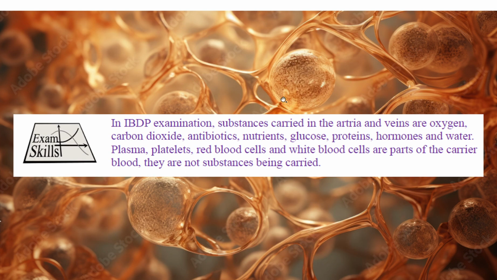So in IBDP examination, the substances carried in the arteries and the veins are oxygen, carbon dioxide, antibodies, nutrients, glucose, protein, hormones, and water. But the blood itself is the carrier. They are not being carried. The plasma, platelets, and red blood cells are parts of the carrier, but they are not being carried. It's a distinguished definition in IBDP.